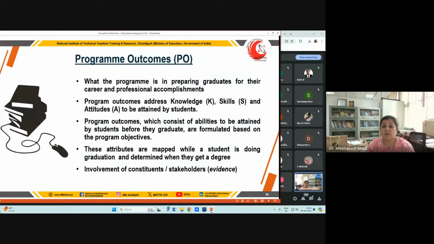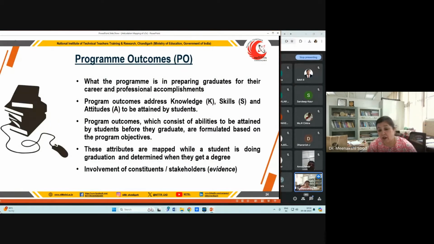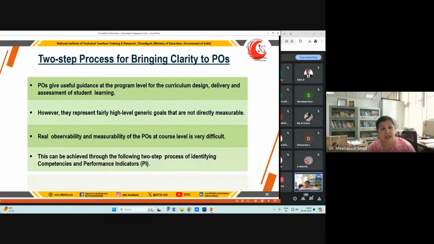So next is program outcomes, which I have already discussed, that they are now fixed as the graduate attributes. But the main points which the program outcomes address are knowledge, skill, and attitude, which I think has been covered prominently in yesterday's session. So these POs are fixed, as I mentioned, for the specific programs which are governed by AICTE.